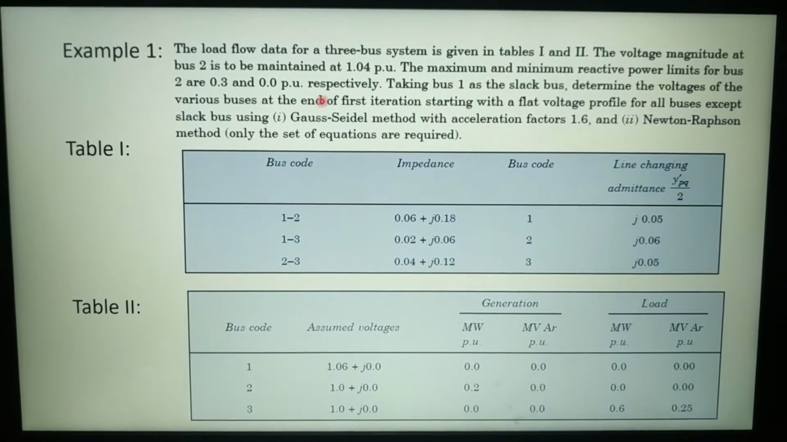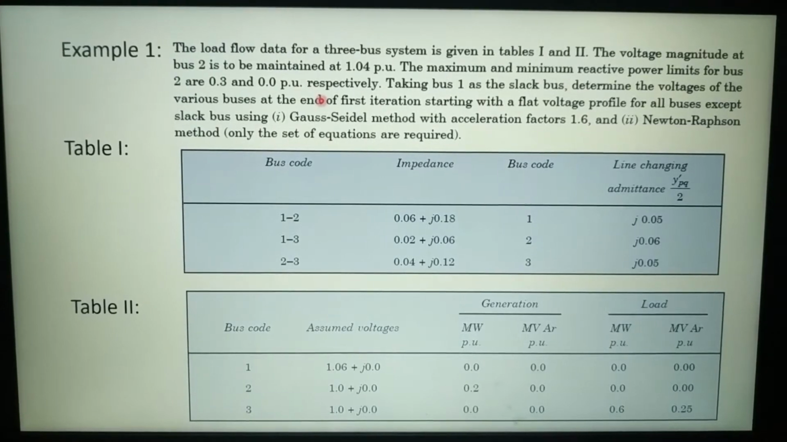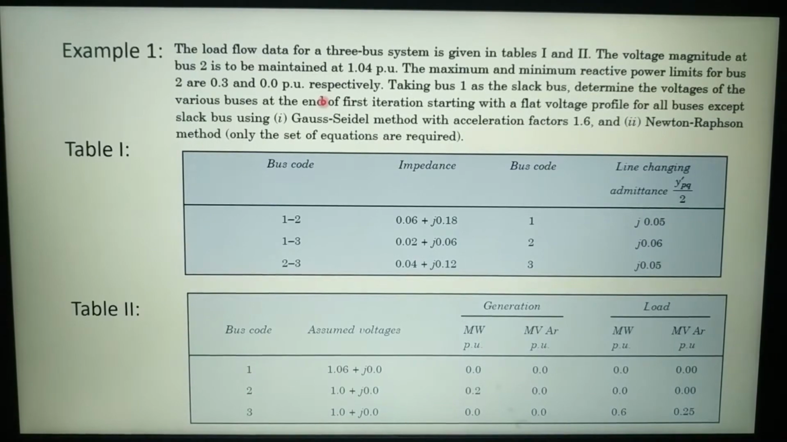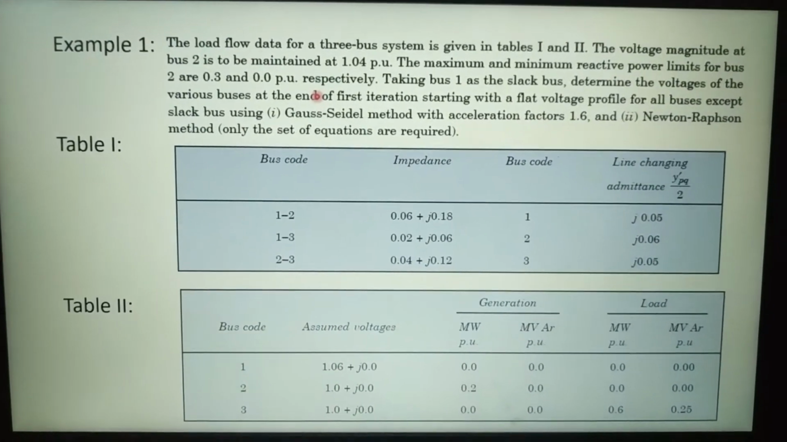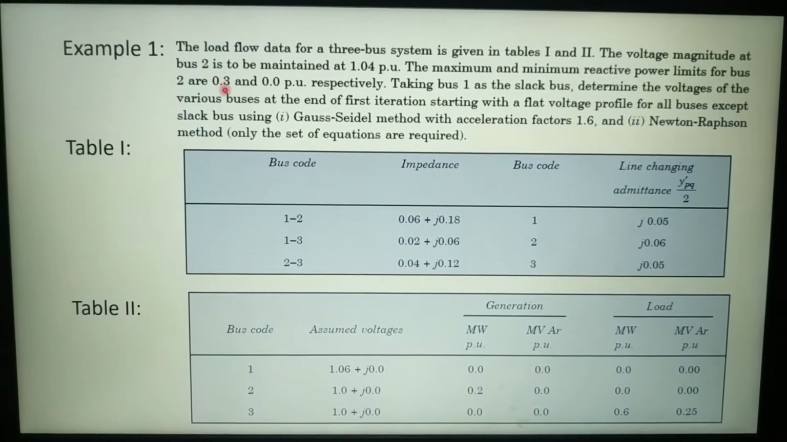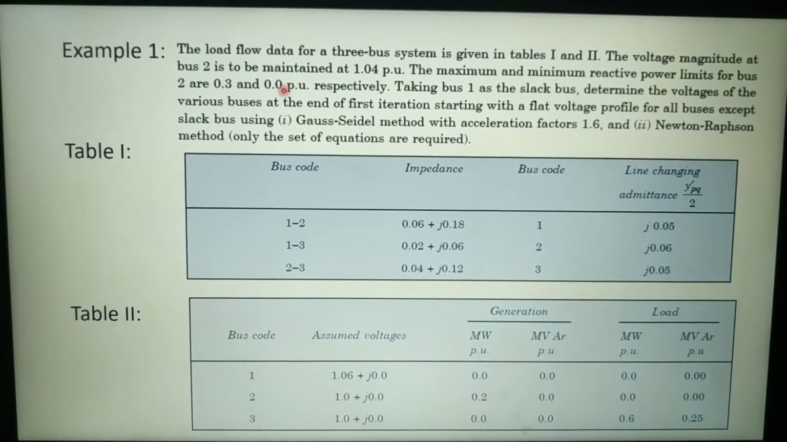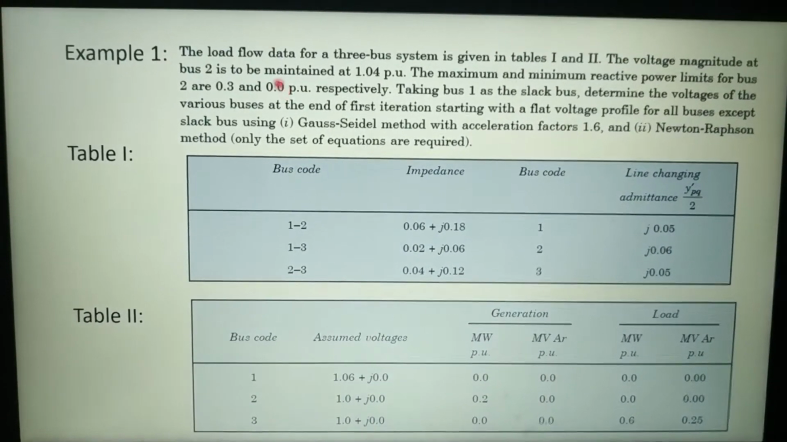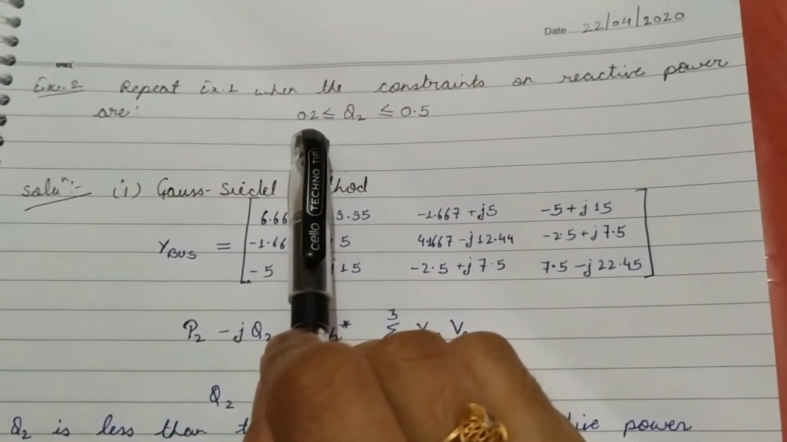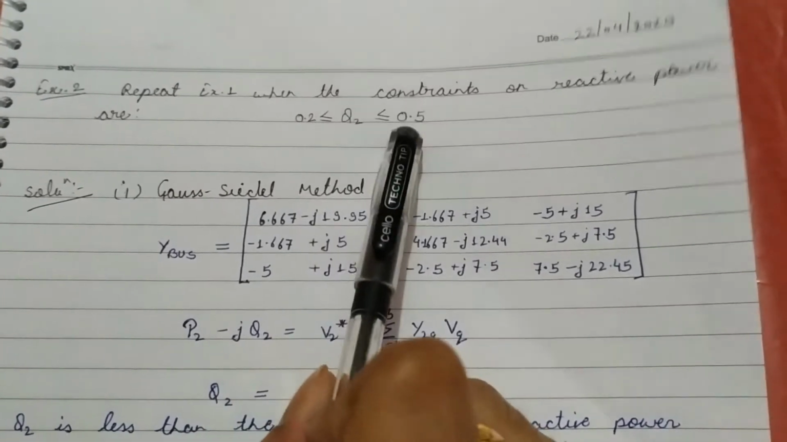In the previous lecture, we solved this example 1 using the Gauss-Seidel method and the Newton-Raphson method. In this lecture, we will repeat the same problem, but when the reactive power limits for bus 2 have been changed. As shown in this question, the maximum and minimum reactive power limits for bus 2 are 0.3 and 0 per unit. But in today's example 2, we will see the case when these limits have been changed. So we have changed the limits of reactive power at bus 2 from 0.2 to 0.5.